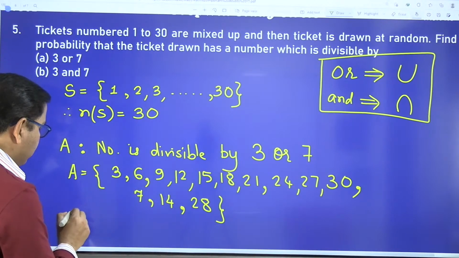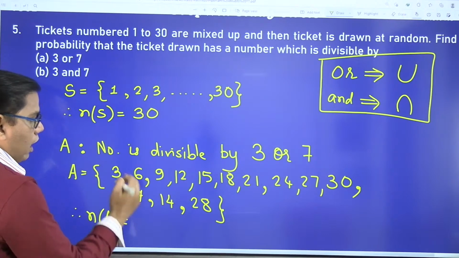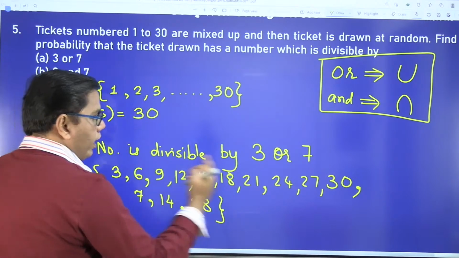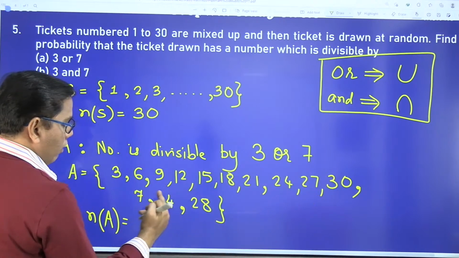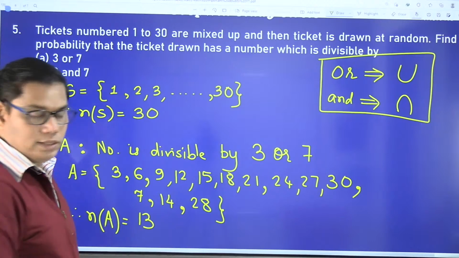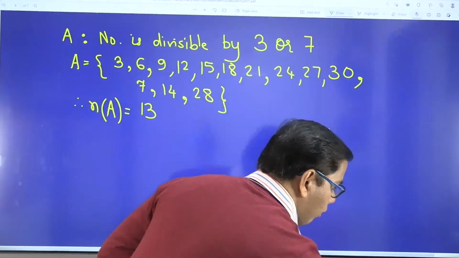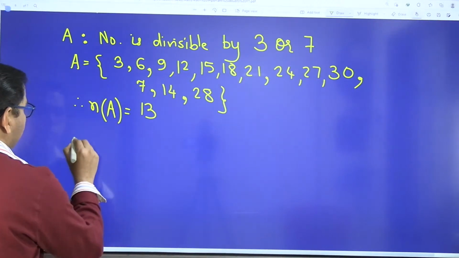Okay, so how many sample points here? Number of elements in set A. If we count, these are 10 up to 30, then 11, 12 and 13. So these are 13 numbers. Now we will use the formula of probability.